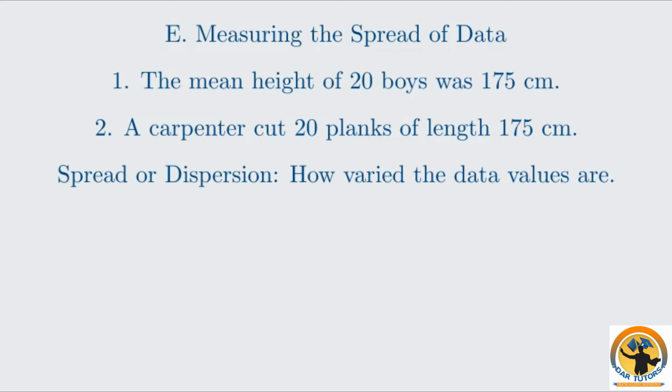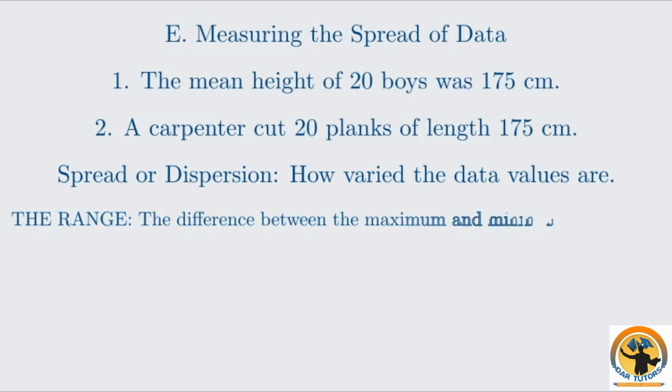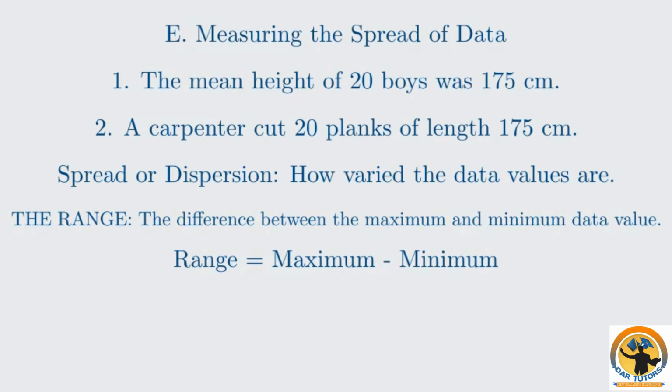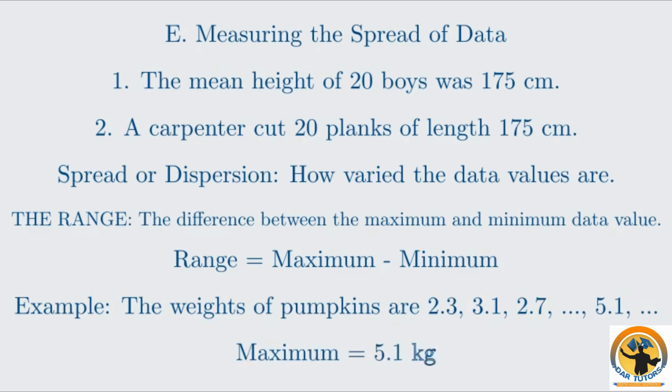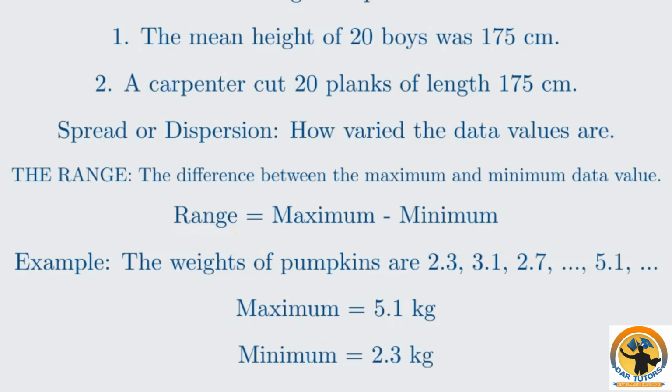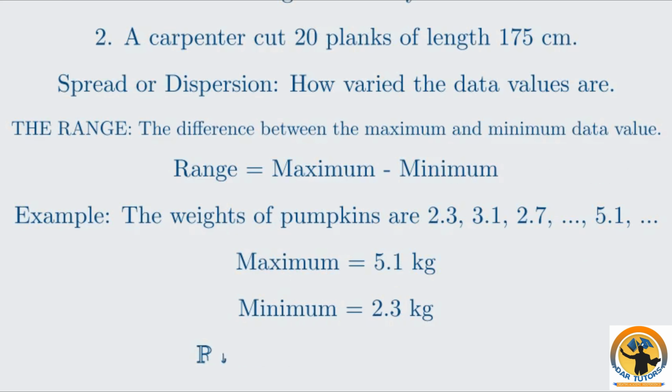Two common and simple measures of spread are the range and the interquartile range. Let's begin with the range. The range is the difference between the maximum and minimum data values. It's the simplest measure of spread. Range equals maximum minus minimum. For this data set, the maximum value is 5.1 and the minimum is 2.3. The range is 5.1 minus 2.3, which equals 2.8.